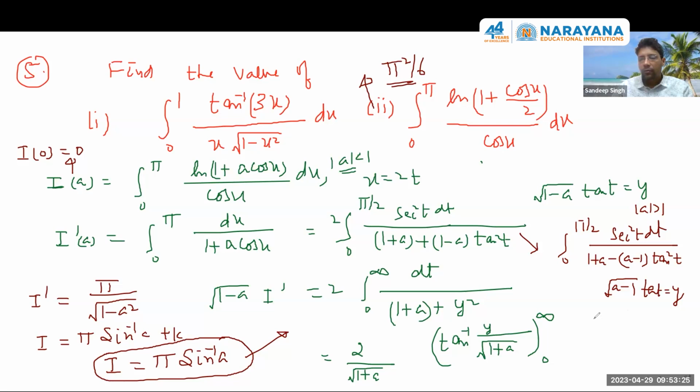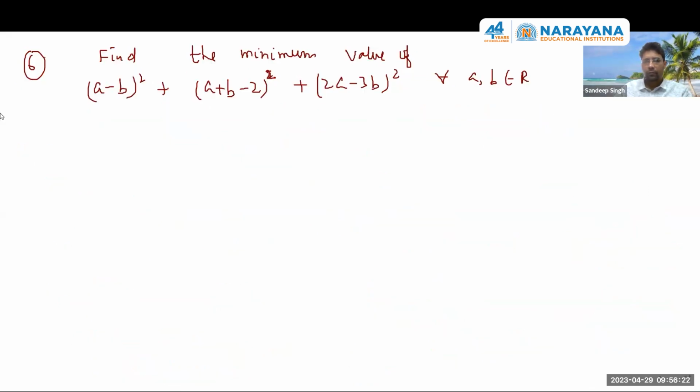So now what will happen here? This would get converted into dt upon 1 plus a minus y square. As you said correctly, this would come as a log term, ln term, a square minus y square. Understood?